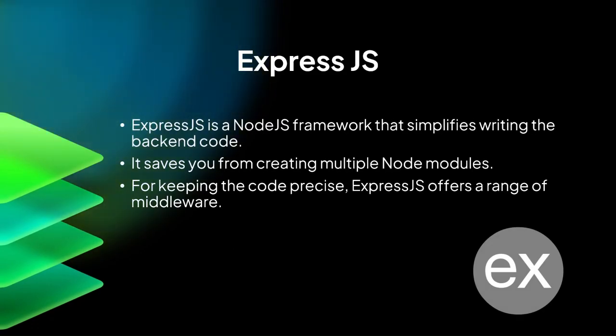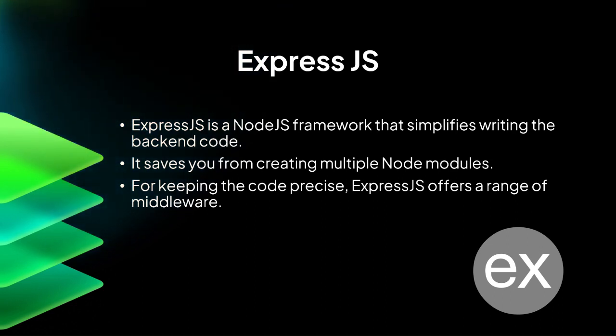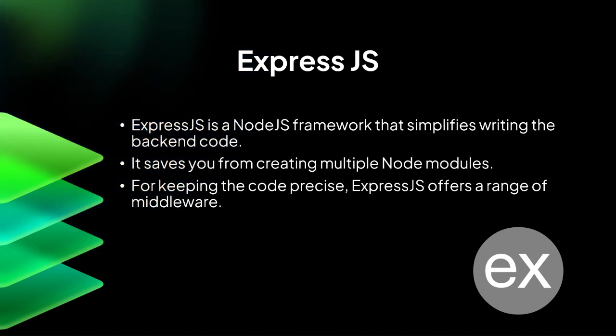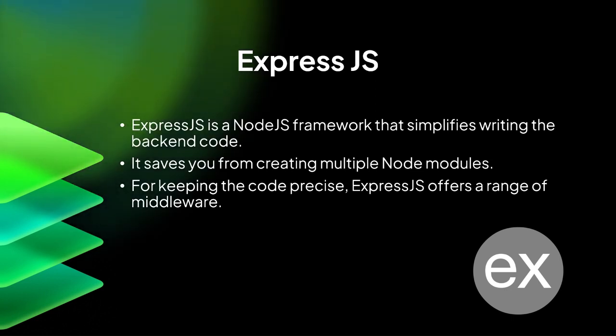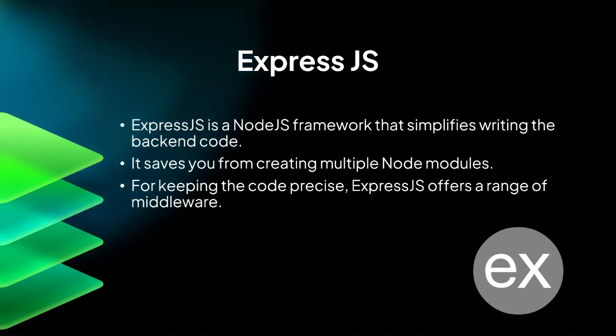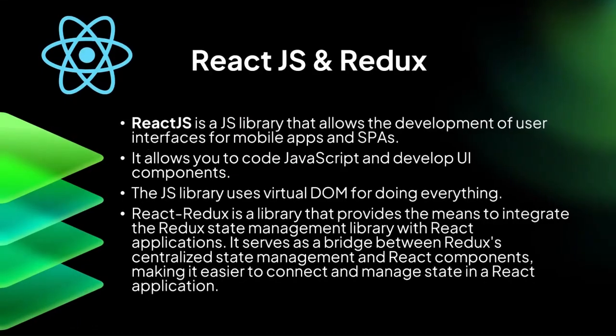So Express.js is the second part of the MERN stack. Express.js is a Node.js framework that simplifies writing the backend code. So backend functionality is mainly provided by Express.js. It saves you from creating multiple node modules. For keeping the code precise, Express.js also offers a range of middleware.